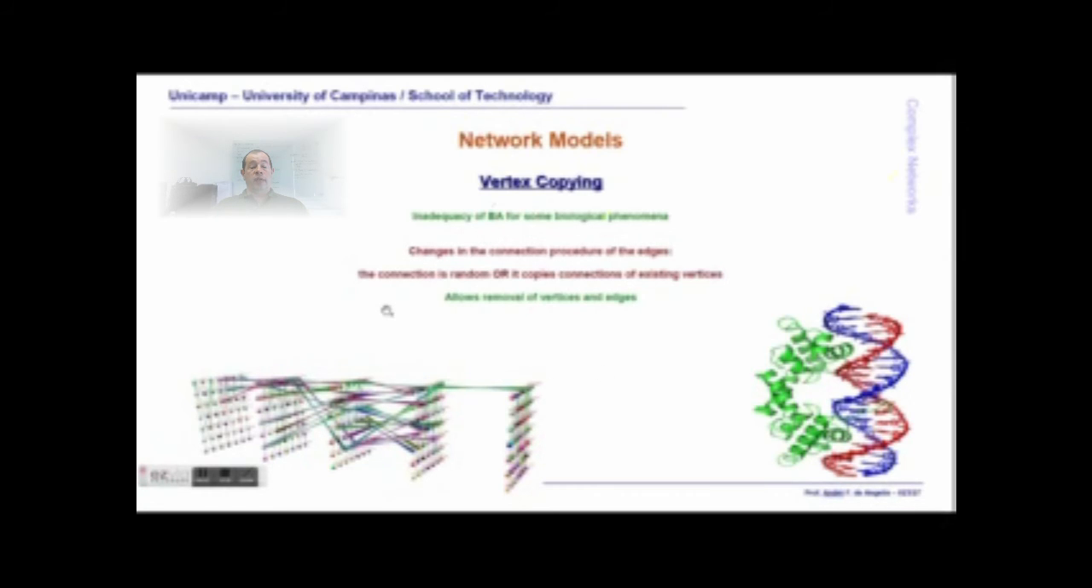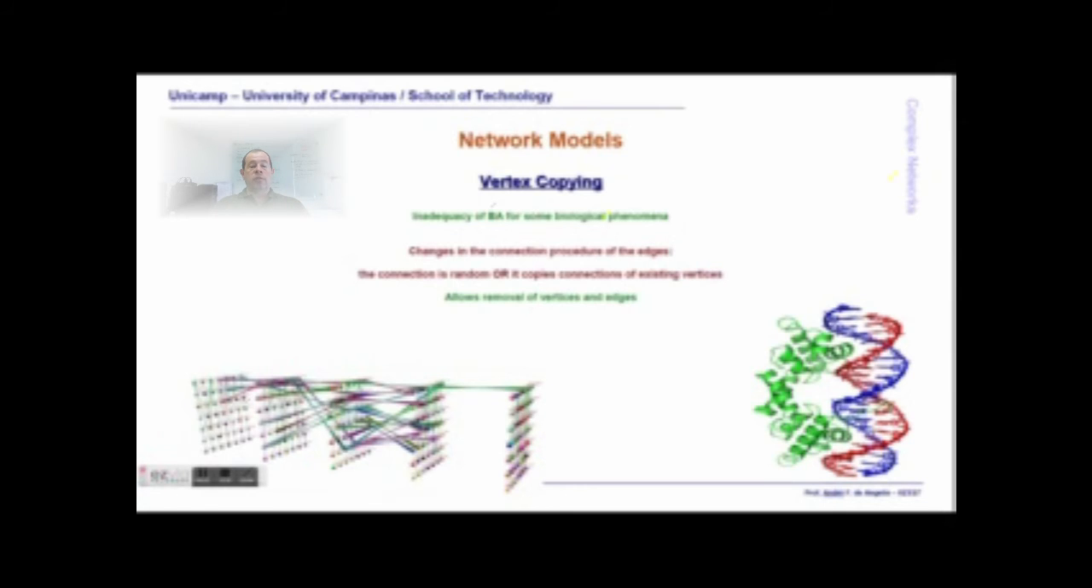Then we can see in this slide a model that is suitable for genomic studies. Here we change the connection procedure of the edges. Starting from an initial core, the connection is handled or it copies connections of existing vertices. I get a network in a suitable state, then I will connect nodes. It is the main part.